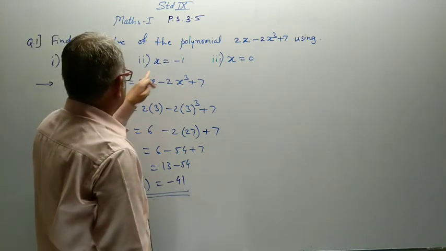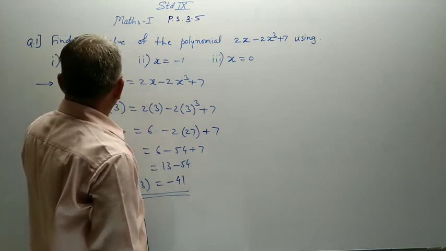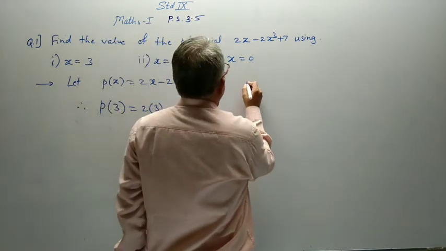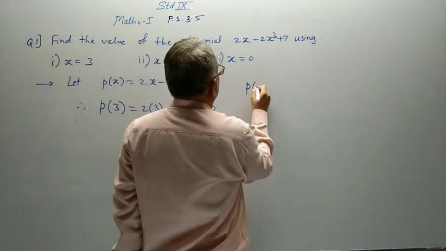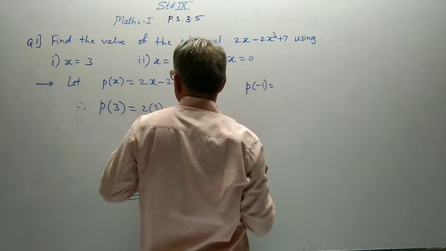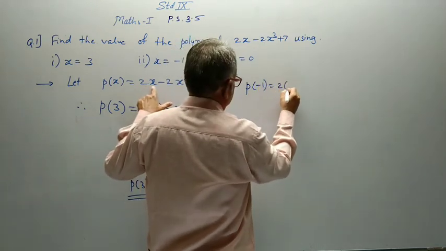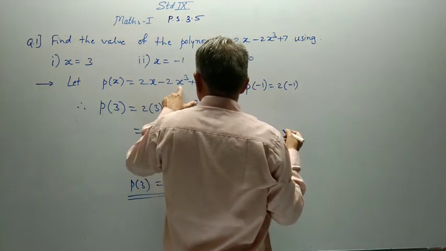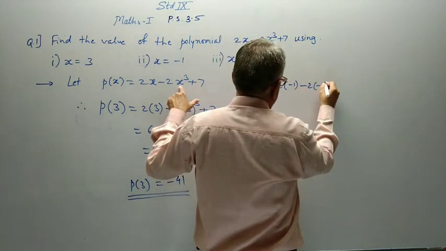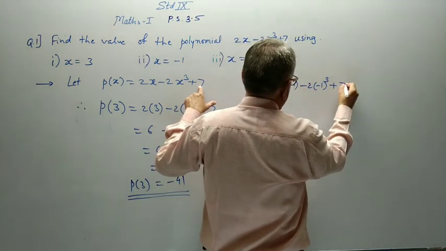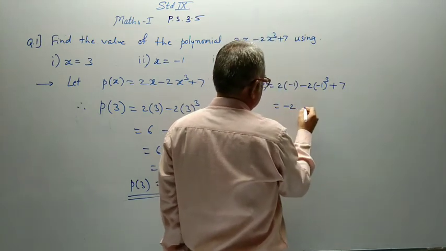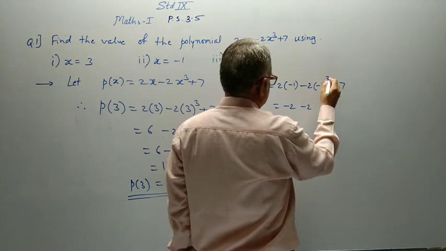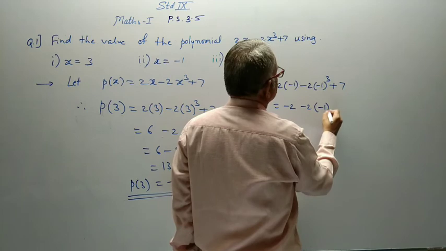Now second, at x equal to minus 1. Instead of x equal to 3 here, now I write x equal to minus 1 in the second sum. P of minus 1 is equal to 2 into minus 1 minus 2 into minus 1 cube plus 7. 2 into minus 1 is minus 2. Minus 2 into minus 1 cube. Negative cube is negative only, and 1 cube is 1. So minus 1 cube is minus 1.